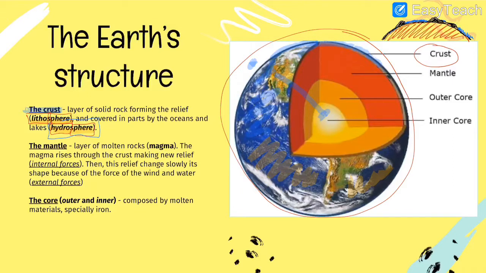Then the second layer is the mantle. I prefer blue. The mantle is all this part here, in red. The mantle is also composed of rocks, but in this case, these rocks are molten. So that means that these rocks are like liquid. Why? Because there are very high temperatures here, and finally the rocks are molten.